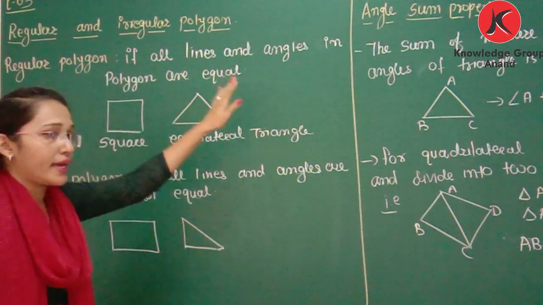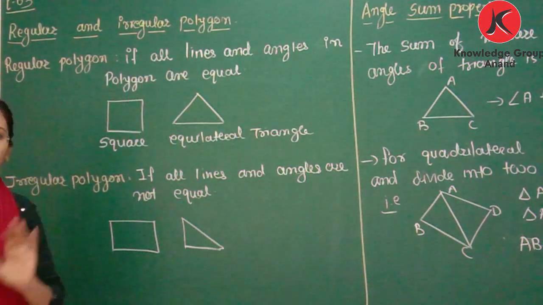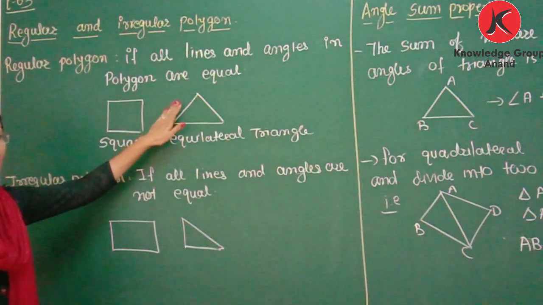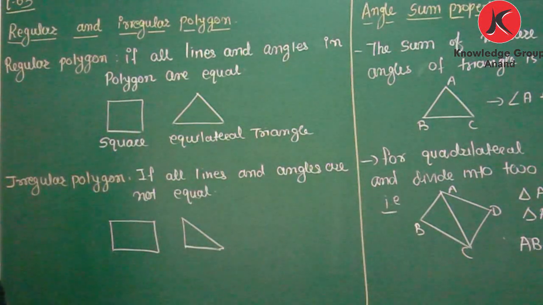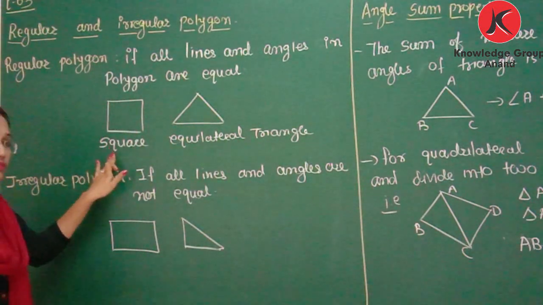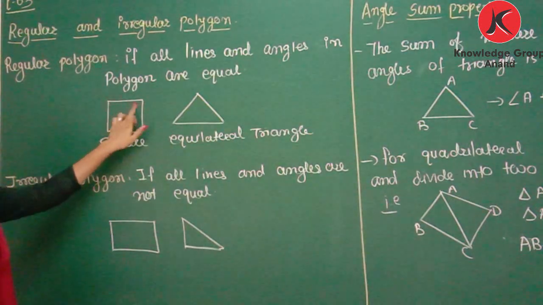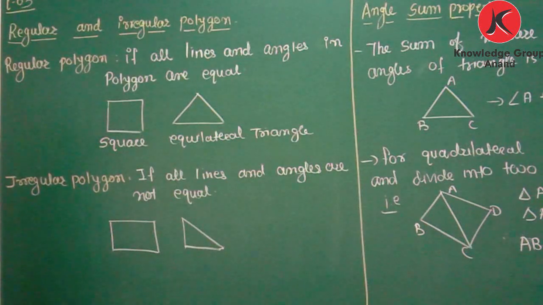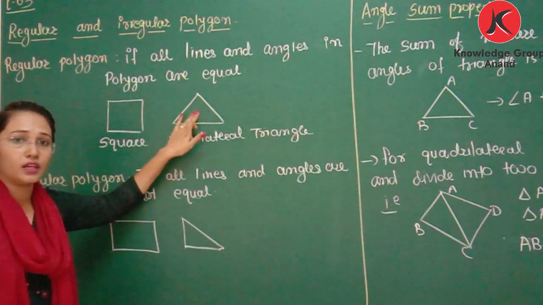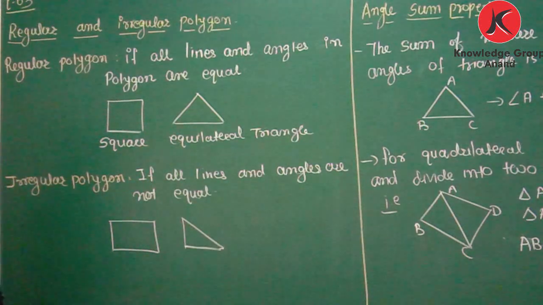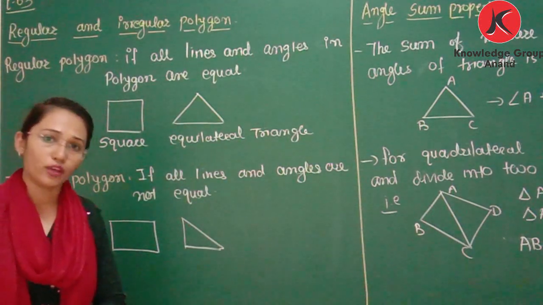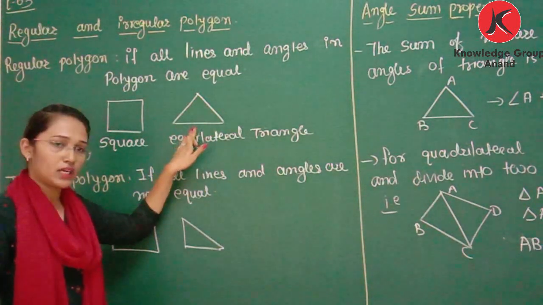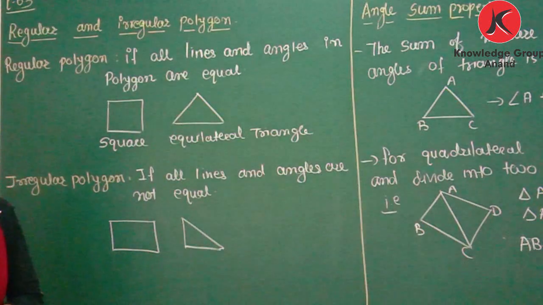If all angles and lines in a polygon are equal, that is called a regular polygon. Here an example is given: square. For a square, all angles are 90 degrees and all sides are equal. That's why it is a regular polygon. Equilateral triangle: all triangles are not regular, but only an equilateral triangle is a regular polygon. Why? Because in an equilateral triangle all sides are equal and all interior angles are equal.